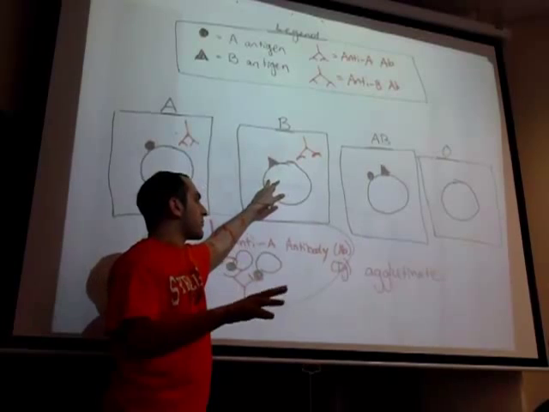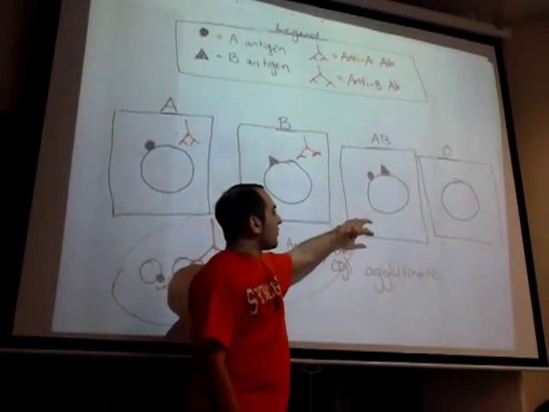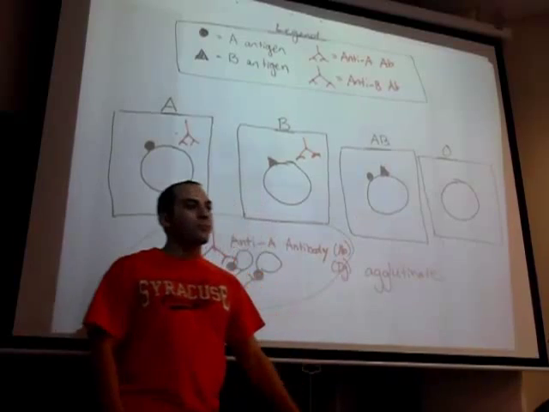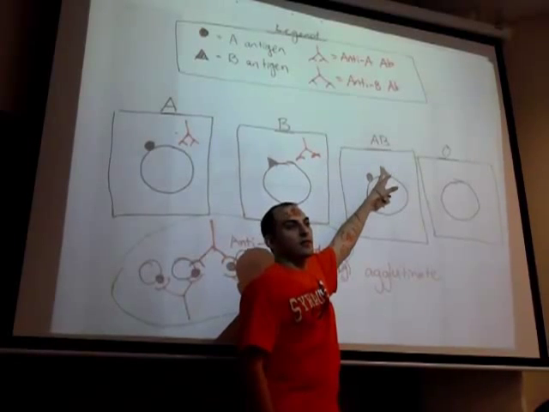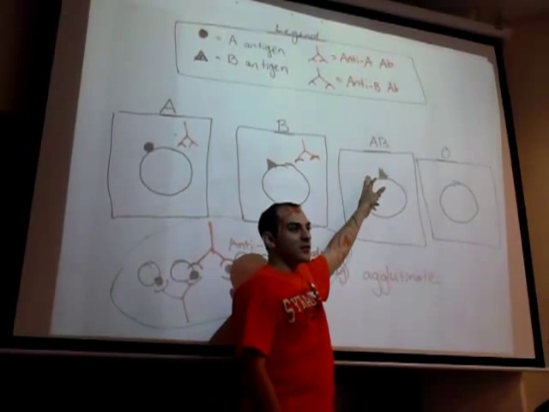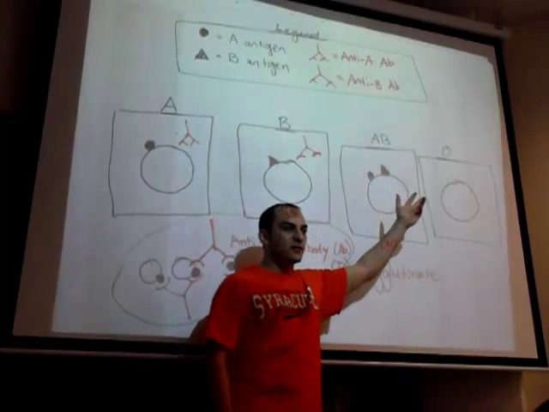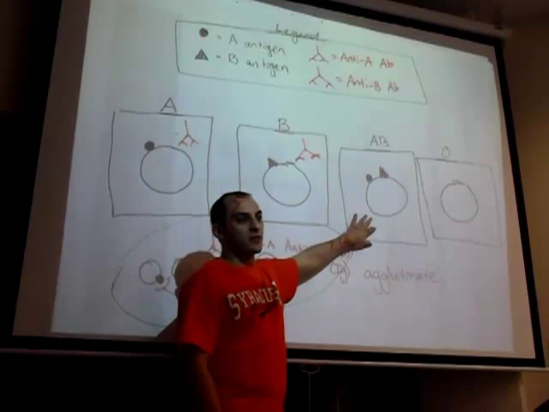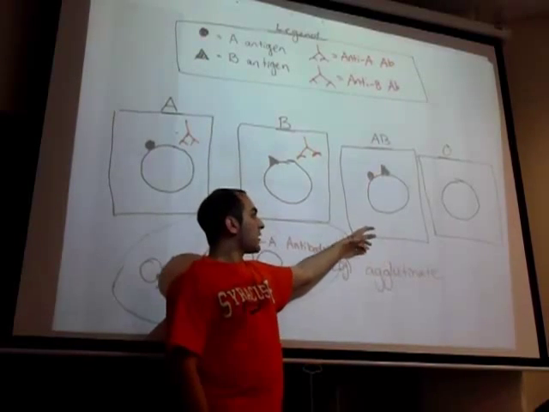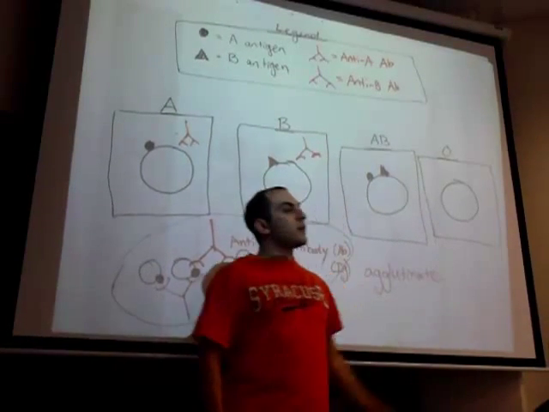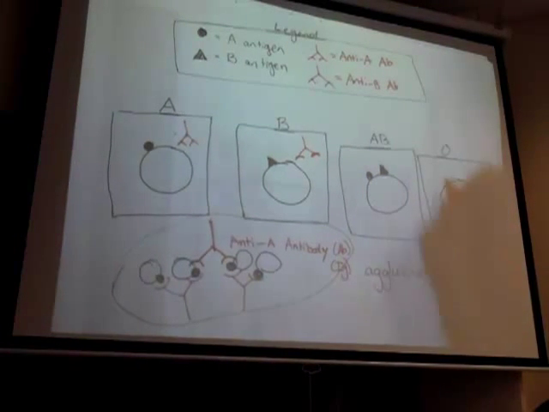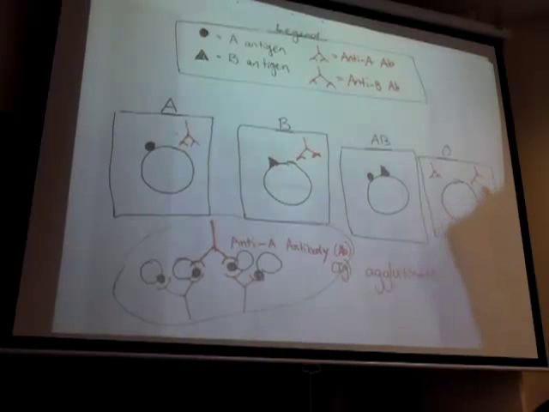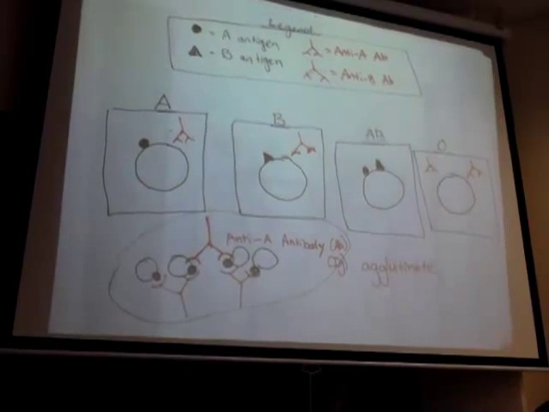I'll give you a creative way to remember this one more. So what about over here in AB? None. If you have anti-A, it's going to go against the A antigen. If you have anti-B, it's going to go against the B antigen. So you have no antibodies over here. If you want, you can write no antibodies somewhere. And then over here in O, you can have both of them because there are no antigens to attack. So you can have both the anti-A and the anti-B. So you can have them both there.